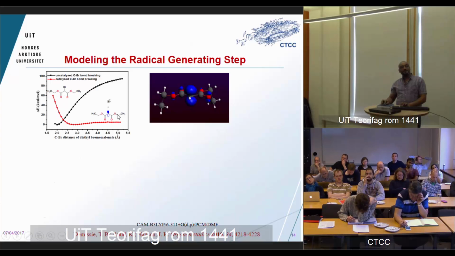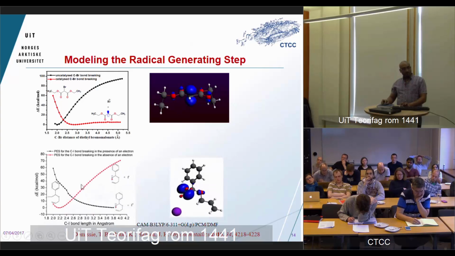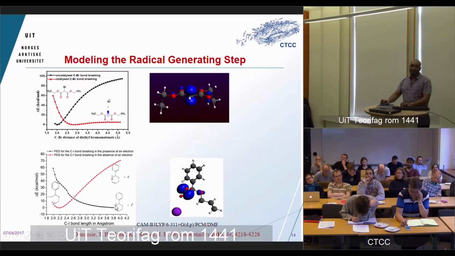You can easily break the C-Br bond and generate the malonyl radical and the Br minus, or bromide. The spin density visualization shows that the unpaired electron density is populated on this carbon atom. We also have another example for breaking a C-I bond, a carbon-iodine bond, which proceeds to an internal cyclization reaction to form a new compound.